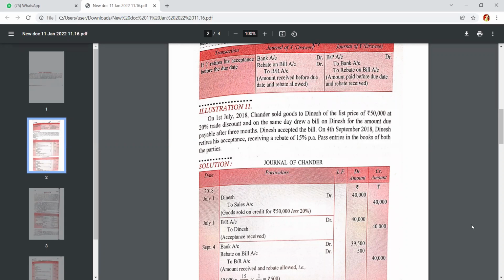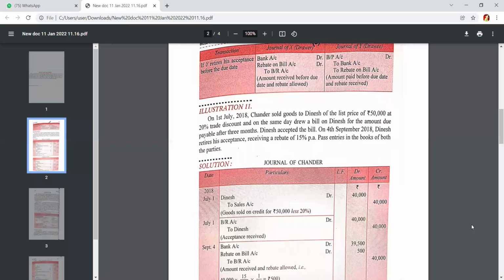And in case the drawee is enjoying the rebate, it is a kind of income for him, a benefit for him. So that benefit will be credited and the entry will become: bills payable account debit, to bank account, to rebate on bill account.